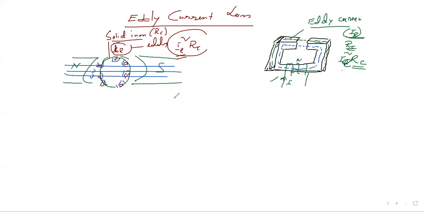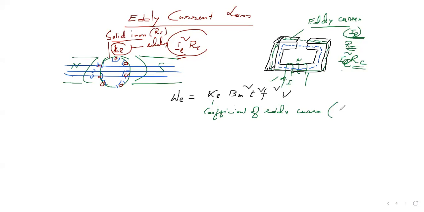That empirical formula is We equals Ke Bm square t square f square V. So what is Ke? Ke is the coefficient of eddy current, and its value depends on the type of magnetic material. And Bm is the maximum value of the flux density.